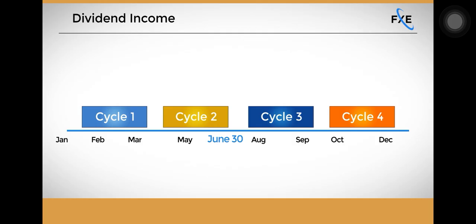The second cycle starts in mid-April and runs through to the end of June. The companies that trade ex-dividend in this cycle will pay their final dividend in the 4th cycle of the year, and that commences late October and runs through to the end of December.